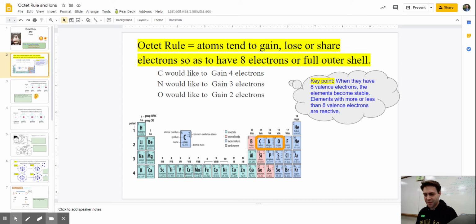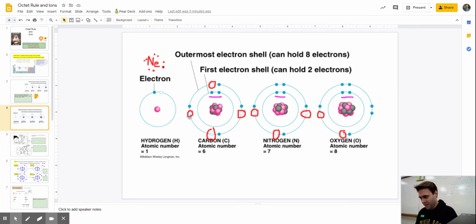Okay, again, valence electrons are the electrons that are furthest away from the nucleus. So here is my model again. Oxygen right now, before adding these two, would have 6 valence electrons. Nitrogen has 5: 1, 2, 3, 4, and 5. Carbon has 4, and hydrogen just has 1 electron. Again, carbon, nitrogen, and oxygen want to be like neon, which has a full octet.